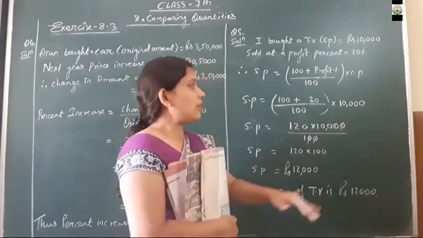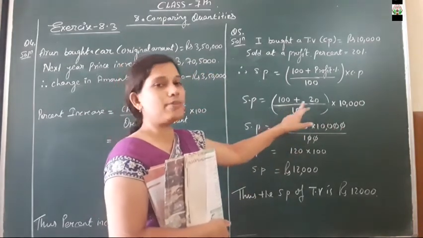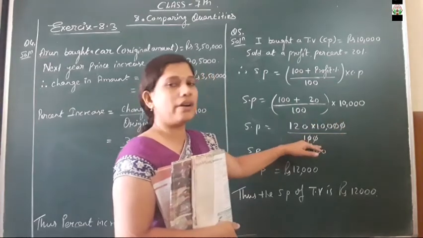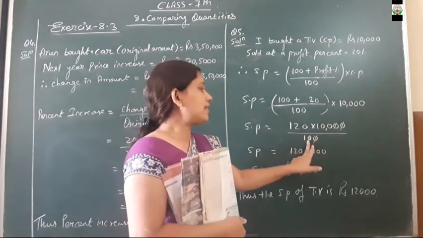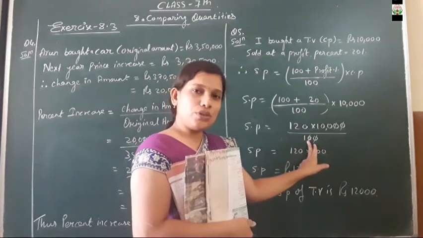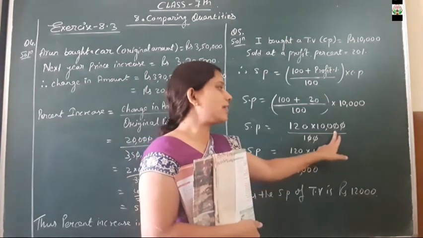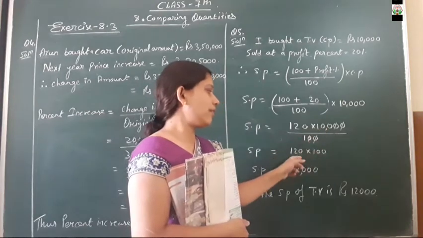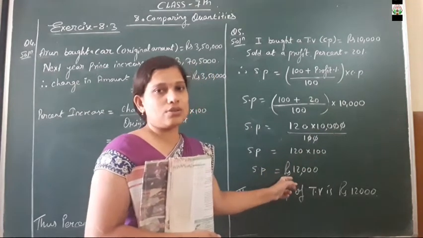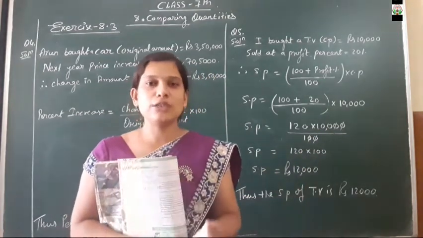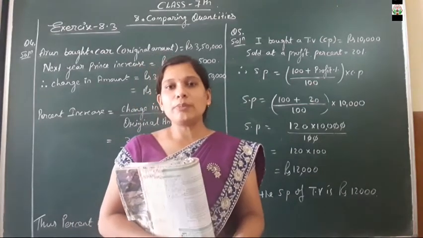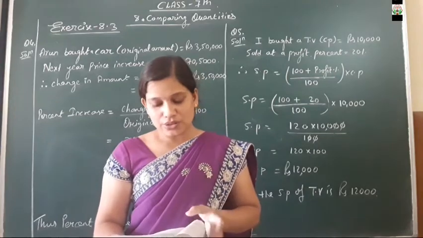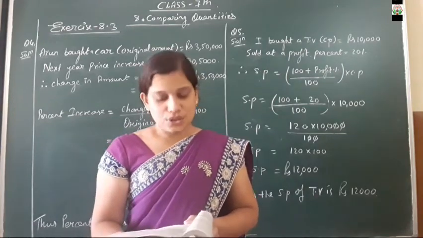Now while doing this calculation, 100 plus 20 will become 120 into 10,000 upon 100, isn't it? Now here we can see that the denominator's 2 zeros will get cancelled with 2 zeros in the numerator. So 120 will be multiplied with 100, and we will get the answer as 12,000. So what is the selling price of the TV with a 20% profit? That is 12,000 rupees. Clear everyone? Have you understood? Now moving towards the next question.